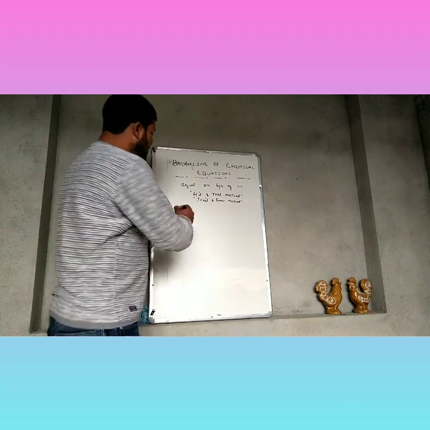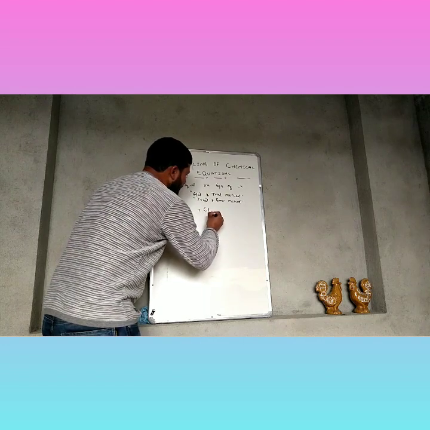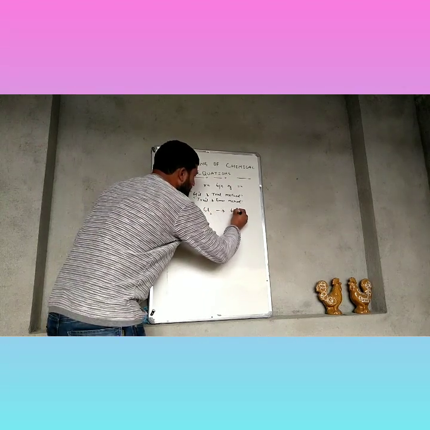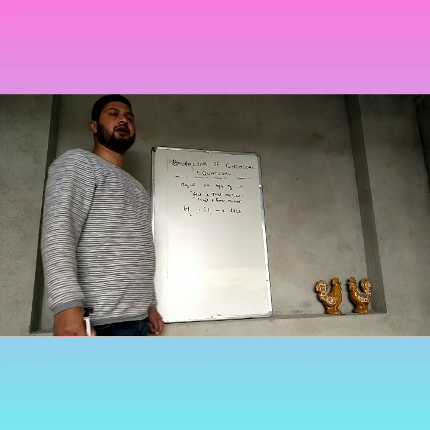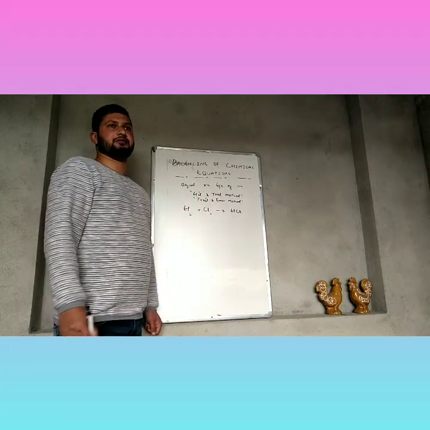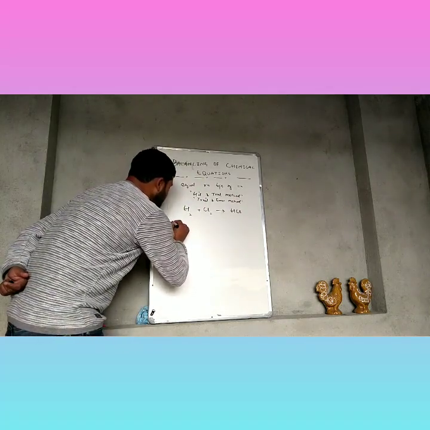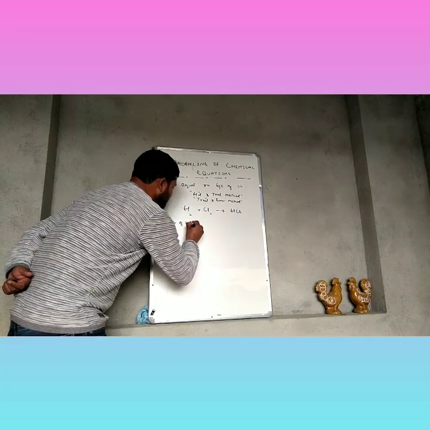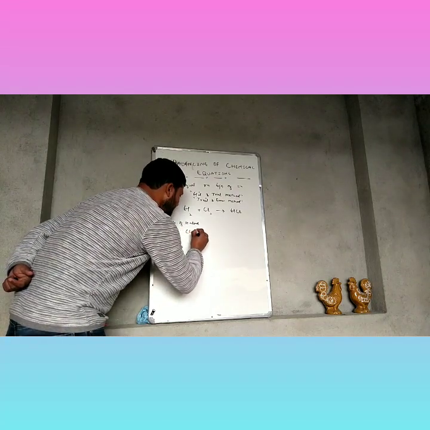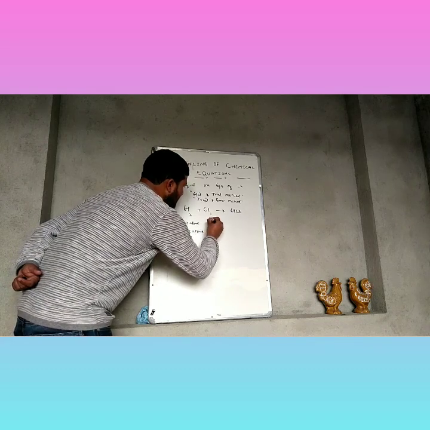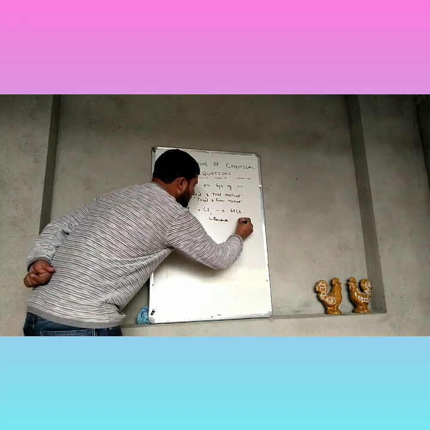Let's take an example to understand balancing of chemical equations in detail. For example, hydrogen reacts with chlorine to form hydrogen chloride. Let's count the number of hydrogen atoms and chlorine atoms in the reactants as well as the products.